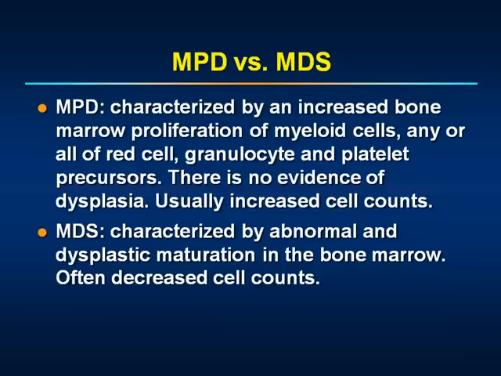Now, a complicated and commonly confused issue is the difference between myeloproliferative diseases and MDS, or myelodysplastic syndrome. MPD is characterized by an increased bone marrow proliferation of myeloid cells, any or all of red cell, granulocyte, and platelet precursors. There's no evidence of dysplasia and usually manifested by increased cell counts. MDS, on the other hand, is characterized by abnormal and dysplastic maturation in the bone marrow and often pancytopenia.